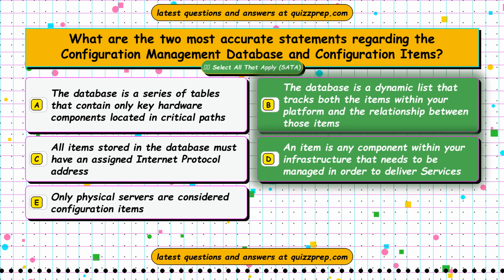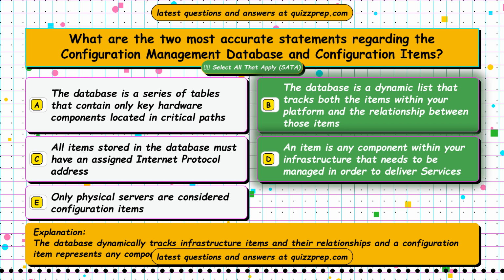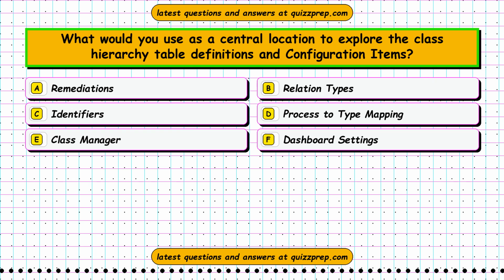The database is a dynamic list that tracks both the items within your platform and the relationship between those items. An item is any component within your infrastructure that needs to be managed in order to deliver services. The database dynamically tracks infrastructure items and their relationships, and a configuration item represents any component required to deliver a service.